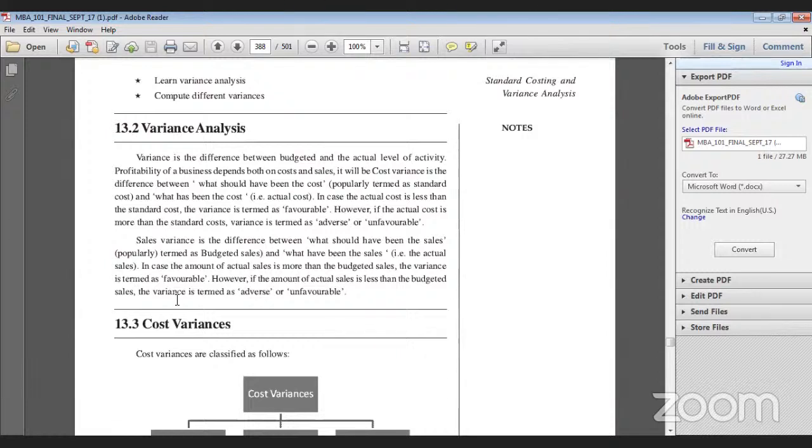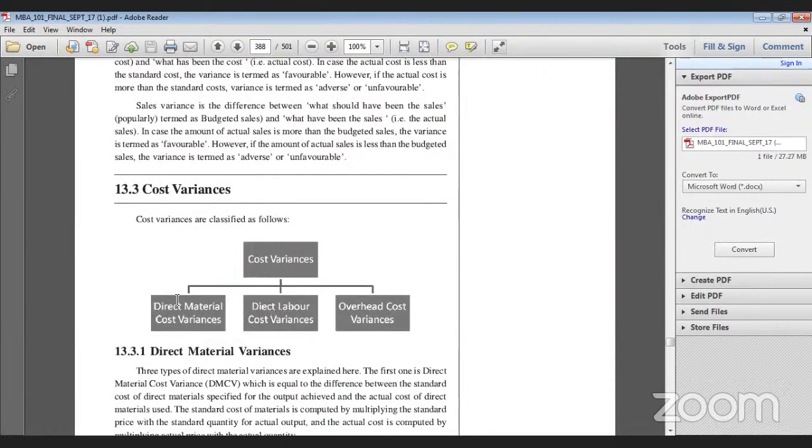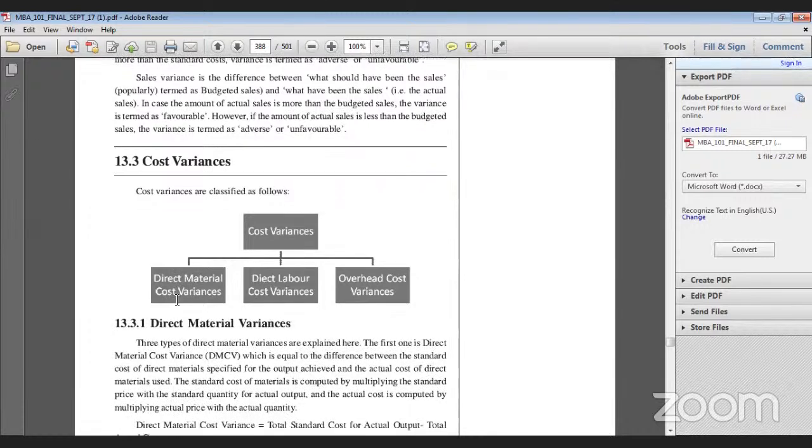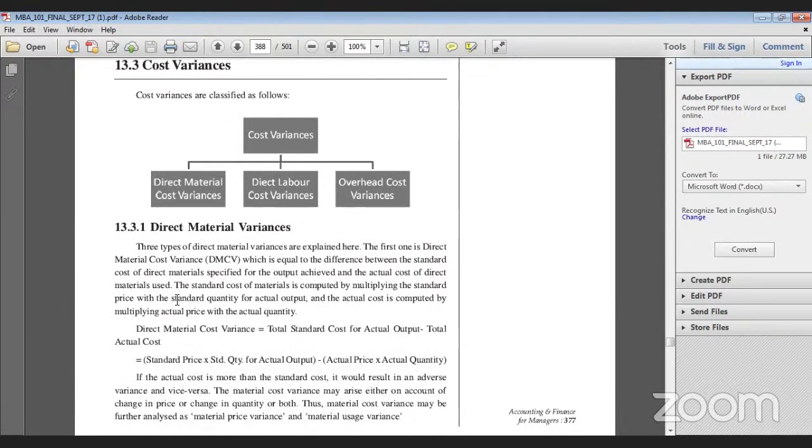After that, variance analysis. Variance is the difference between the budgeted and actual level. Variance means difference. Cost variances are direct material cost variance, direct labor cost variance, and overhead variance. Direct material cost variance is the first type. Material cost variance is equal to the difference between the standard cost and the actual cost.